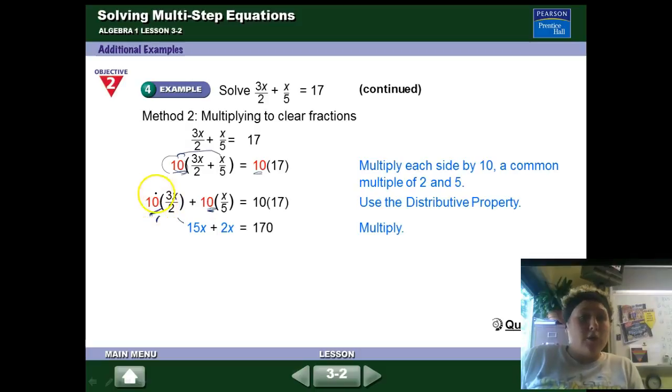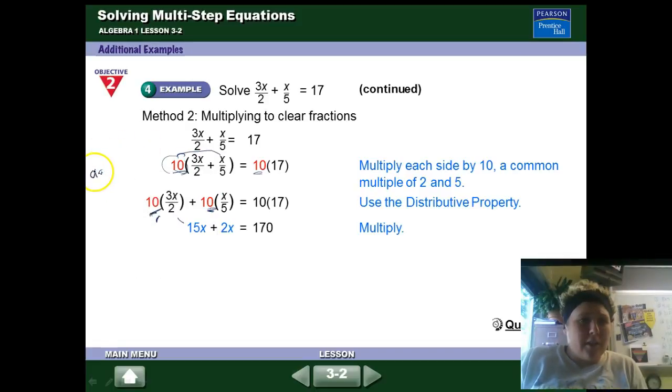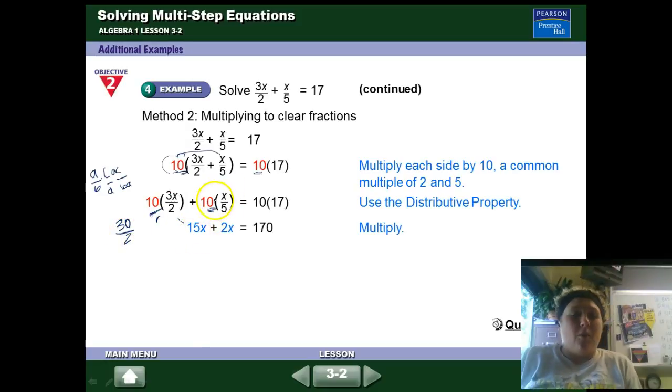When you multiply fractions, multiply the top by the top, bottom by the bottom. When we worked on multiplying fractions, a over b times c over d, it's AC over BD. Multiply the top by the top, bottom by the bottom. So multiplying the top by the top, we have 10 times 3, 30, and 1 times 2, 2. What is 30 divided by 2? That's your 15. Over here, 10 times 1, 10 divided by 5 is 2.